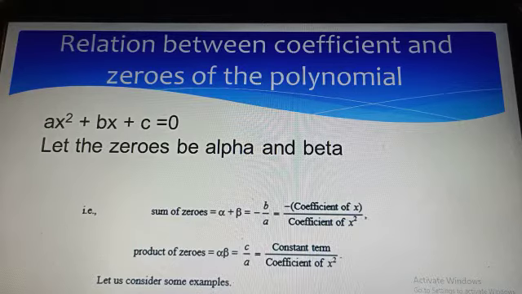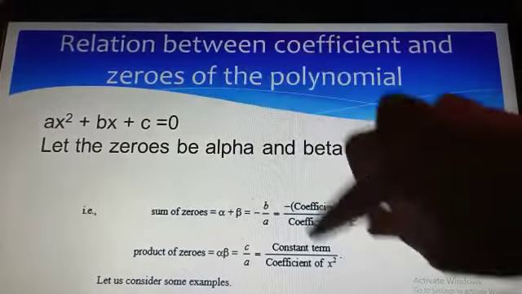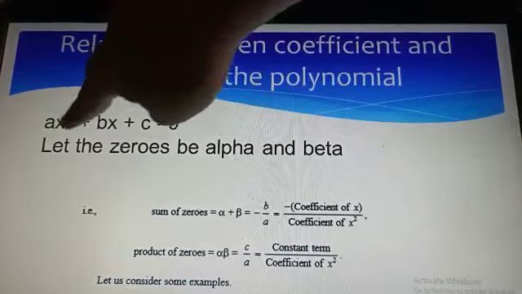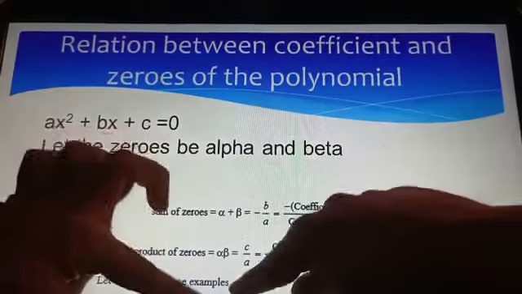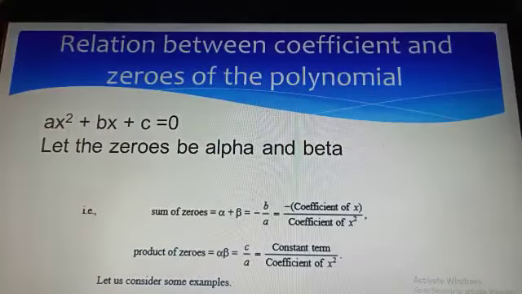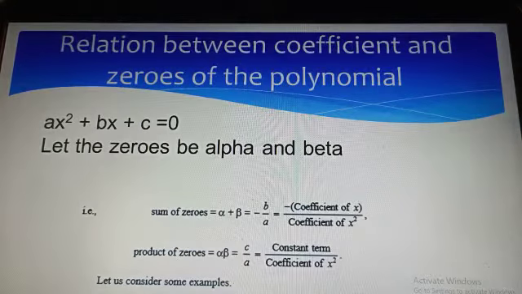Then the product of zeros: alpha into beta is equal to c by a, where c is the constant term and a is the coefficient of x square. I repeat, it's very important, students, remember these two relationships. Alpha plus beta is equal to minus b by a, alpha beta is equal to c by a.